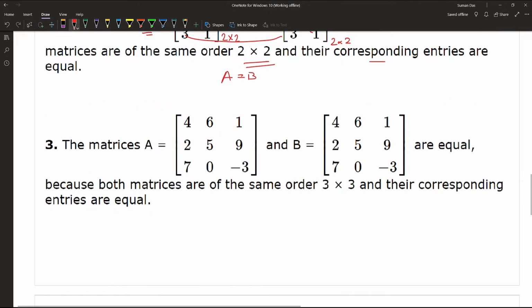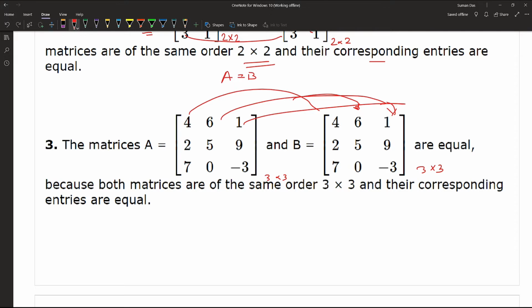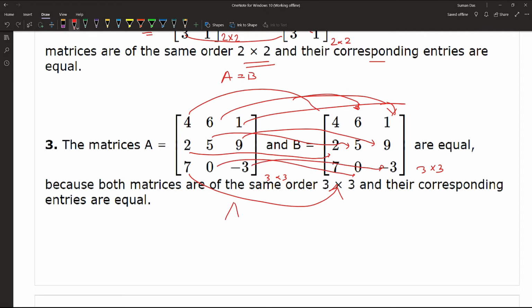In the third example, matrix A with 4, 6, 1 is 3 cross 3, and B is also 3 cross 3. Look at the corresponding elements 4, 6 and 1. All the elements in the first row are equal. In the second row, the corresponding elements 2, 5 and 9 are equal, and in the third row 7, 0 and -3. So we can say here that A is equal to B.